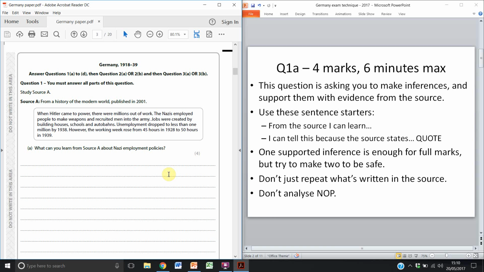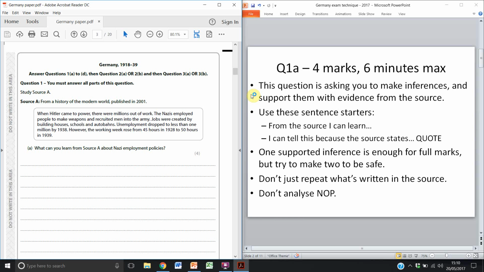Now, what this question is asking you to do, if you have a look at the PowerPoint on the right, it's asking you to make an inference. And then once you've made that inference, support that inference with evidence from the source itself. Now, an inference is where you look at the information and you basically go one step further and you say to yourself, from this information, what can I learn? What can I tell about Nazi employment policies in this case?